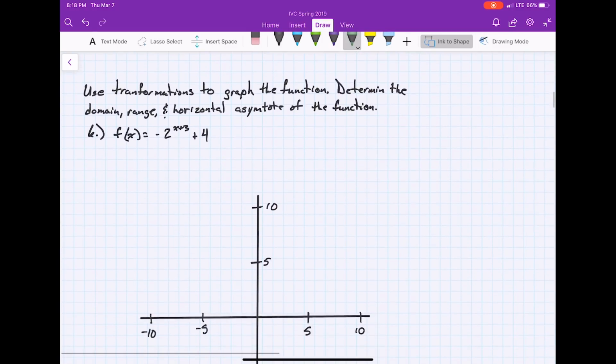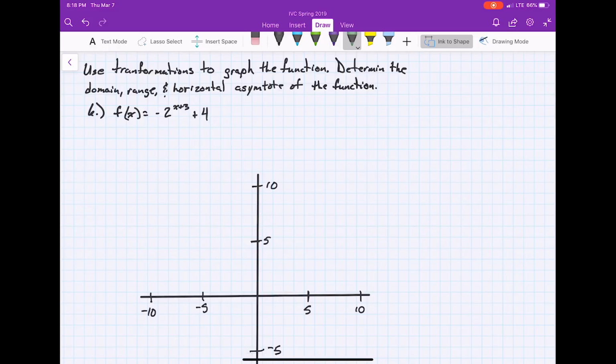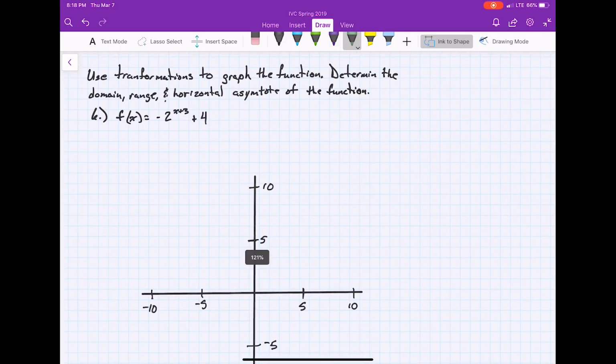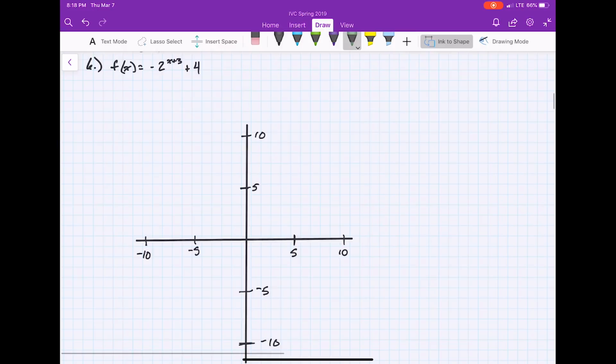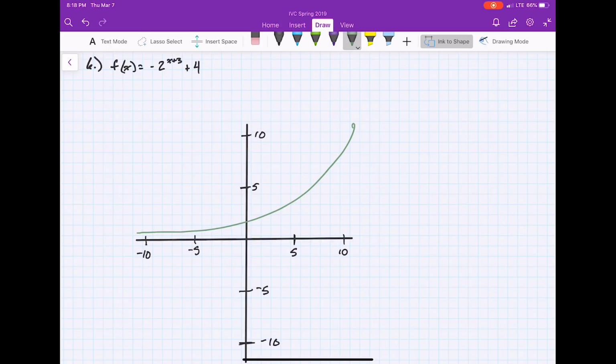Use transformations to graph the function. Determine the domain, range, and horizontal asymptote for the function. Oh boy. So this one's pretty exciting. So we got -2 with an exponent of (x + 3), plus 4.